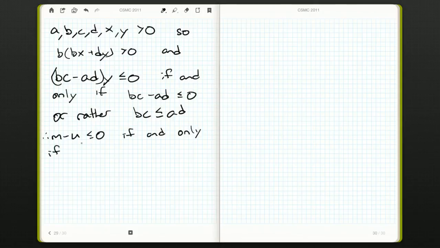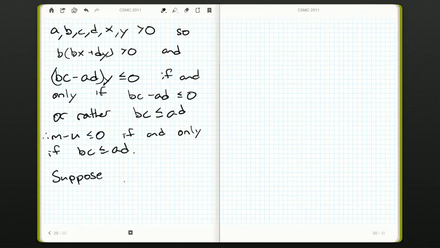So our fraction m minus u is going to be less than or equal to 0 only if its numerator is less than or equal to 0, because its denominator is always positive. And this numerator is only going to be less than or equal to 0 if BC is less than or equal to AD. BC less than or equal to AD.